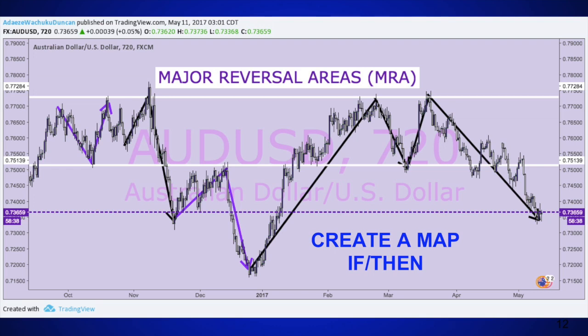It wasn't like I'm just slightly chilling and doing a little dip and then keep going up. It was a complete U-turn, complete turn. So those areas I call major reversal areas. It comes down to how you see them. What do you determine a major reversal area? It doesn't have to be perfect. It just has to be a major reversal area.